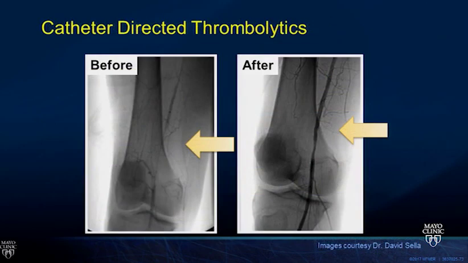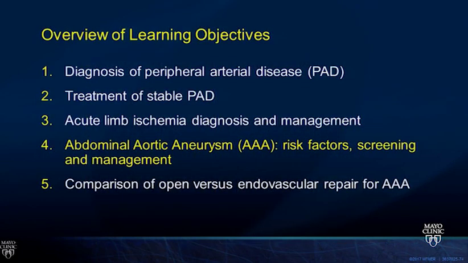So this is catheter-directed thrombolysis. On the left of the screen before, you can just see that popliteal artery looks very faint gray, and then after the thrombolysis, much more of a robust vessel. So we're going to then transition away from lower extremity PAD and onto abdominal aortic aneurysm.